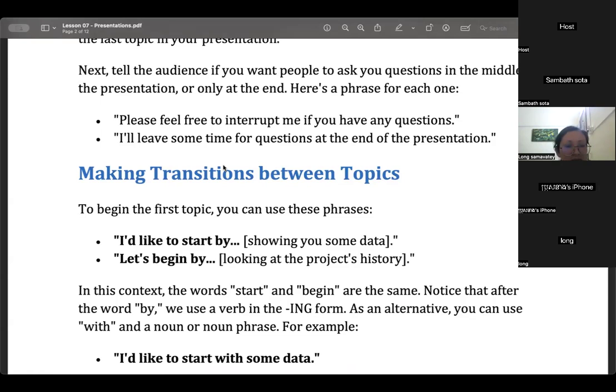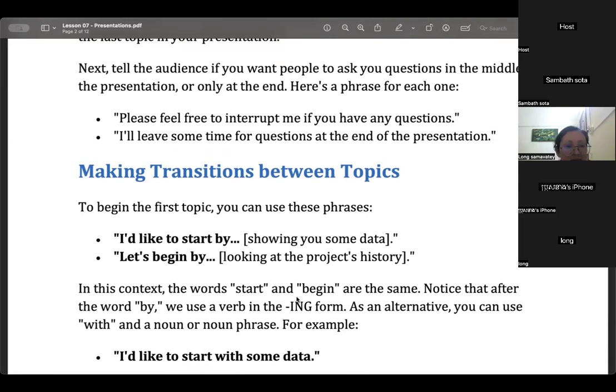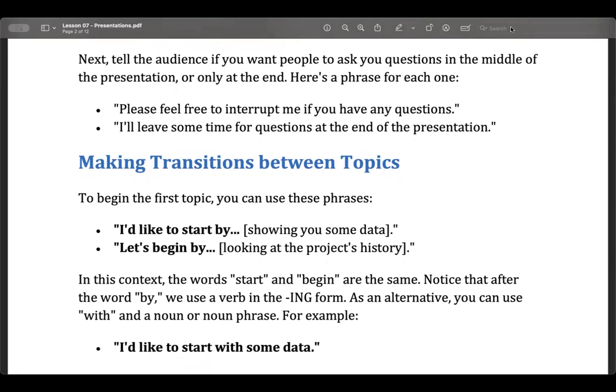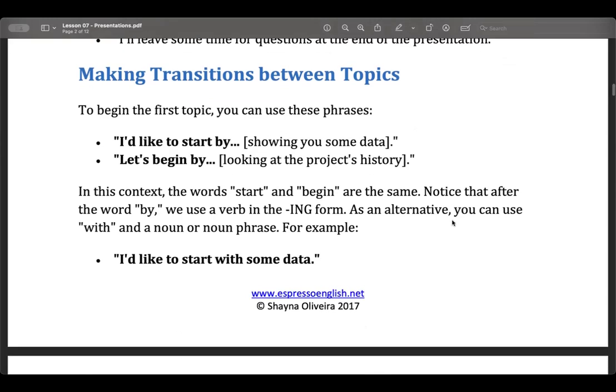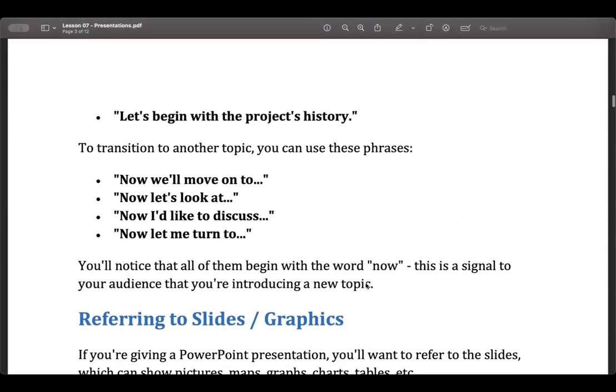Making a transition between topics. To begin the first topic, you can use these phrases. Point 1, I'd like to start by showing you some data. Point 2, let's begin by looking at the project's history. In this context, the words start and begin are the same. Notice that after the word by, we use a verb in the ing form. As an alternative, you can use with and a noun or noun phrase. For example, I'd like to start with some data. Okay. That's good. Go on until she finishes the topic.